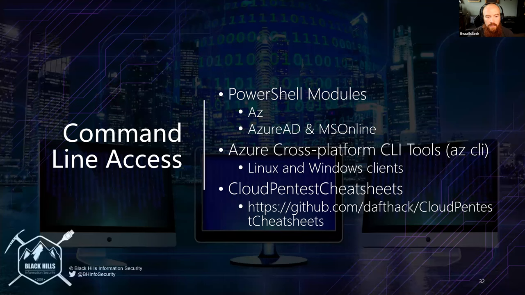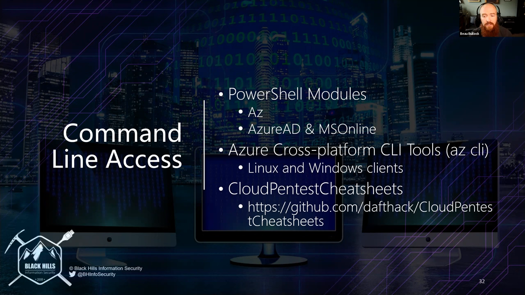Alternatively, if the Azure portal is locked down, command line access is the next best thing. There's a number of APIs that you can talk to when you're communicating with Azure resources. So you have PowerShell modules, Az, you have the Azure AD and MS Online PowerShell modules as well. There's a CLI tool that's cross-platform called the AZ CLI that's really good.